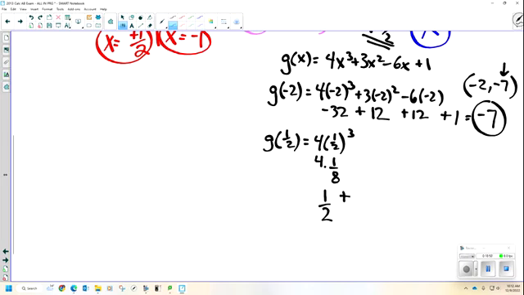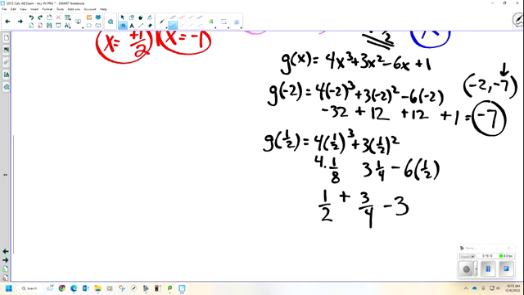Plus 3 times 1/2 squared. That's 3 times 1/4, which is 3/4. Minus 6 times 1/2, which is, what is that? -3. Half of 6 is 3.